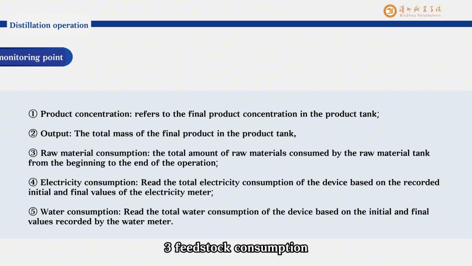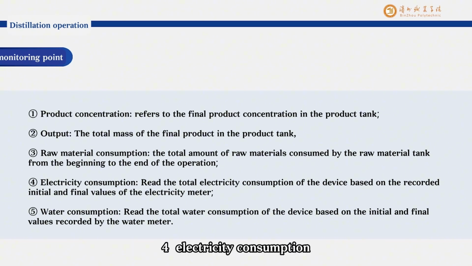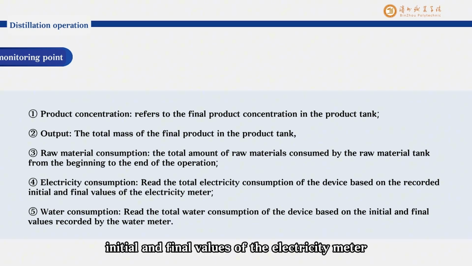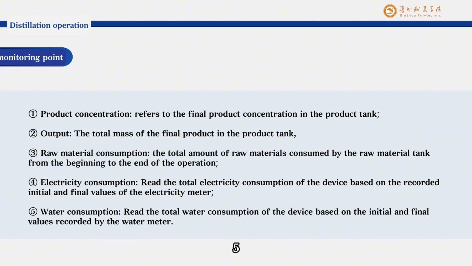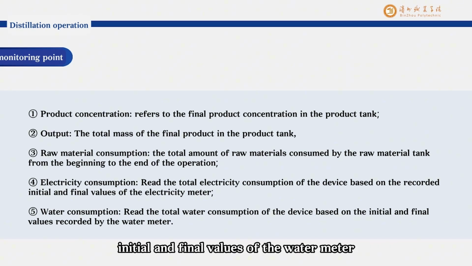3. Feedstock consumption, the total amount of feedstock consumed by the feedstock tank from the very beginning to the end of the operation. 4. Electricity consumption, read the total unit electricity consumption based on the recorded initial and final values of the electricity meter. 5. Water consumption, read the total unit water consumption based on the recorded initial and final values of the water meter.